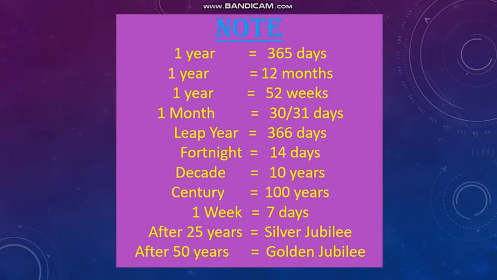Now, a fortnight is equal to 14 days, a decade is 10 years, a century is 100 years, and 1 week is 7 days. After 25 years, it is a silver jubilee, and after 50 years, a golden jubilee.